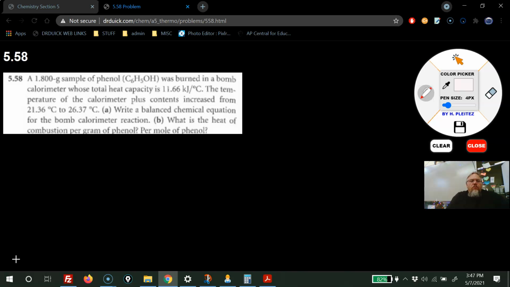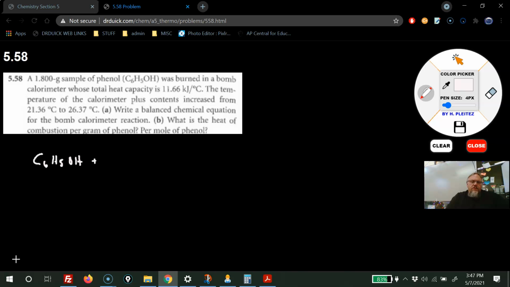So the first thing it says: a 1.8 gram sample of phenol was burned in a bomb calorimeter whose total heat capacity is 11.66 kilojoules per degree Celsius. The temperature of the calorimeter plus contents increased from 21.36 to 26.37. A, write a balanced chemical equation for the bomb calorimeter reaction. We can do that, right?